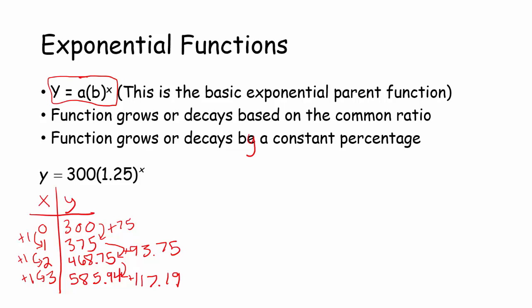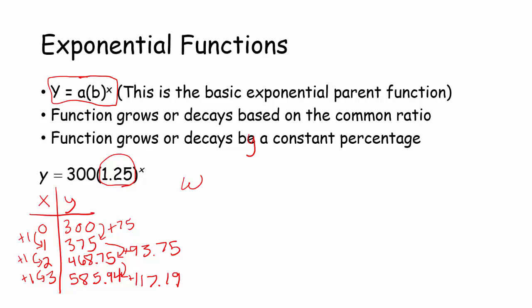So what's going on here is that this growth factor is 1.25. To figure out the percentage that you're increasing or decreasing, you need to look at this base value, this common ratio, this growth factor or decay factor, and how much bigger or smaller it is than 1. So 1.25 is 0.25 bigger than 1. So this is a 25% increase each time in y.